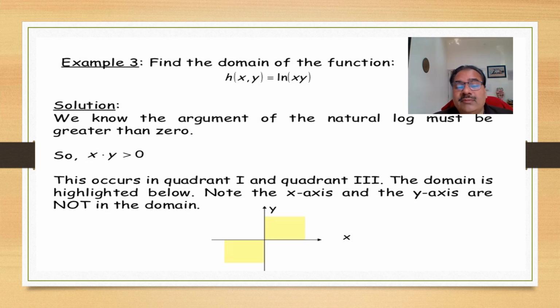Find the domain of the function f of xy equal to natural log of xy. We know that the argument of the natural log must be greater than 0. This is an important part of mathematics. It means x times y is greater than 0. This occurs in quadrant first and quadrant third. The domain is highlighted below. Note that the x-axis and the y-axis are not in the domain. This is already given here. So this is about the domain.